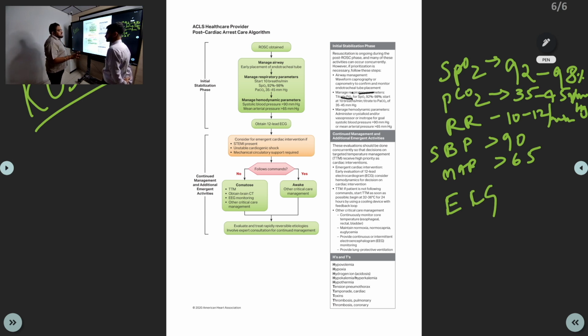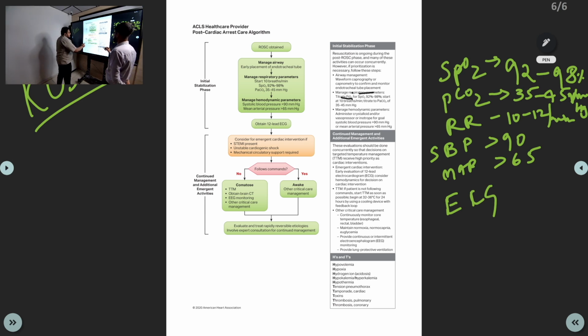You take an ECG and look for any acute ST changes or a new onset LBBB or anything. If that is the situation, that patient should be shifted immediately to a cath lab. Then the next thing is we check his response to commands and the GCS per se, whether he is comatose or non-comatose. If it's a comatose patient, we also need to monitor his temperature and other parameters.